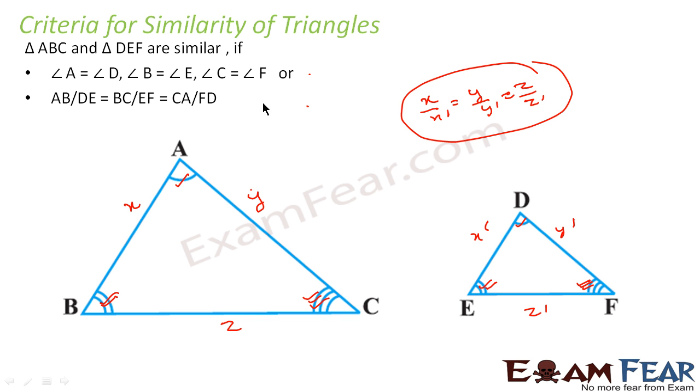Please make a note. If either all the angles are equal, if angle A is equal to D, B is equal to E, C is equal to F, or if the sides are proportional, that is X by X dash is equal to Y by Y dash is equal to Z by Z dash, then two triangles are said to be similar.